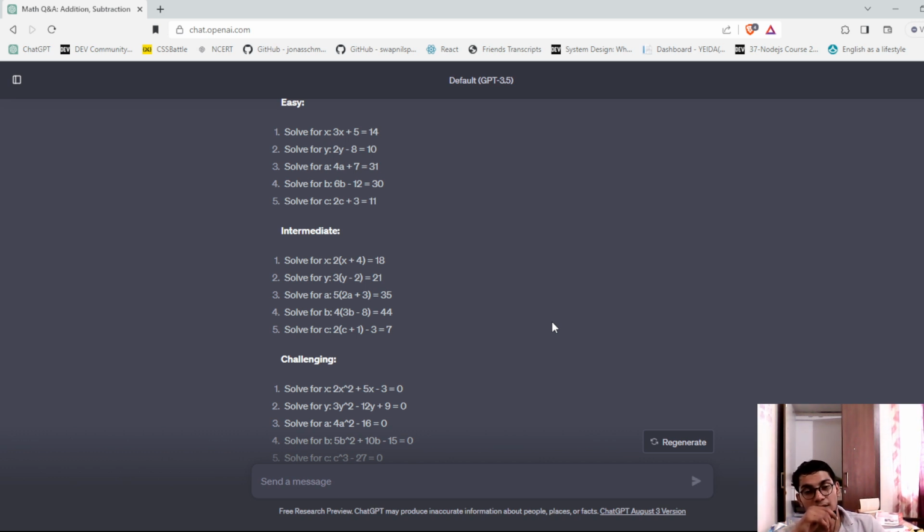2x plus 8 equals 18. Subtracting 8 from both sides, we get 2x equals 10, so the x value is equal to 5. Now solve the third one: 5 into 2a plus 3. What will be the answer? 10a plus 15 equals 35, so 10a equals 20, and a equals 2.